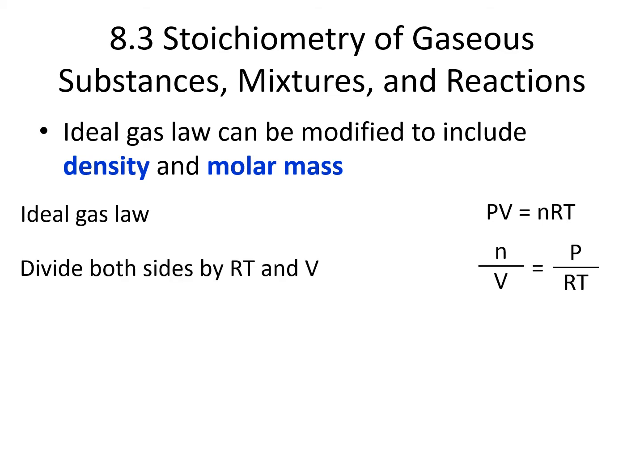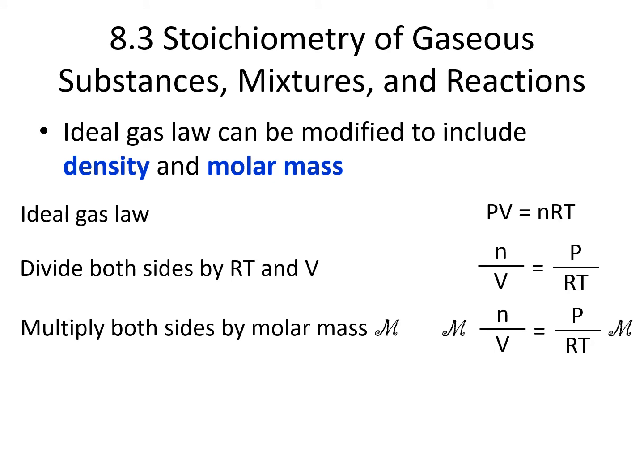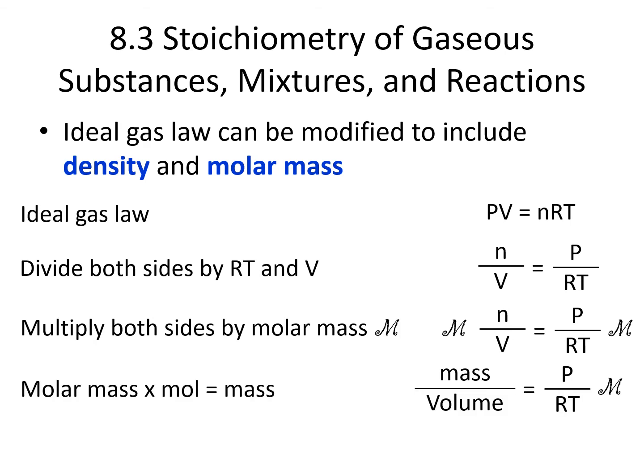We can divide both sides by RT and divide both sides by V to come out with n over V equals P over RT. Then we can multiply both sides by the molar mass. We represent molar mass with a squiggly capital M. Remember, molar mass is usually grams per mole, or mass per mole, if you will. We can rearrange that to say that molar mass times moles equals mass.